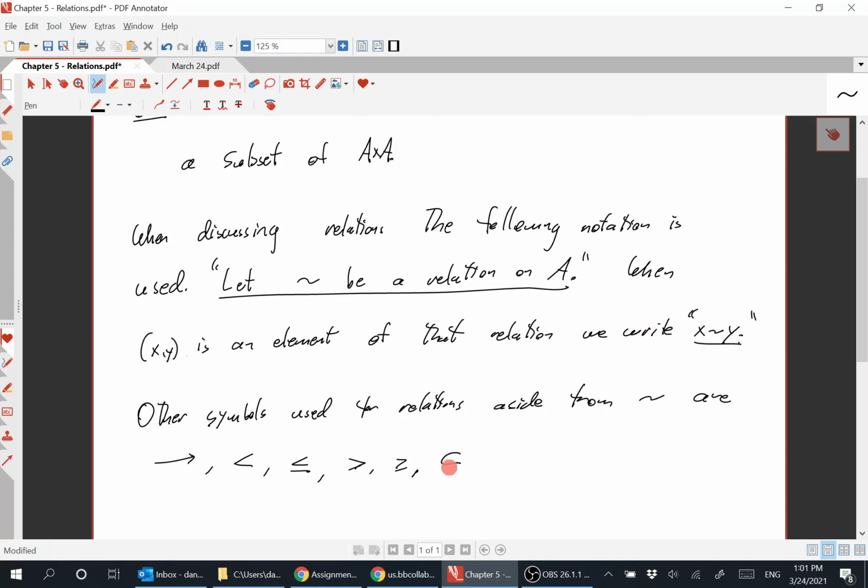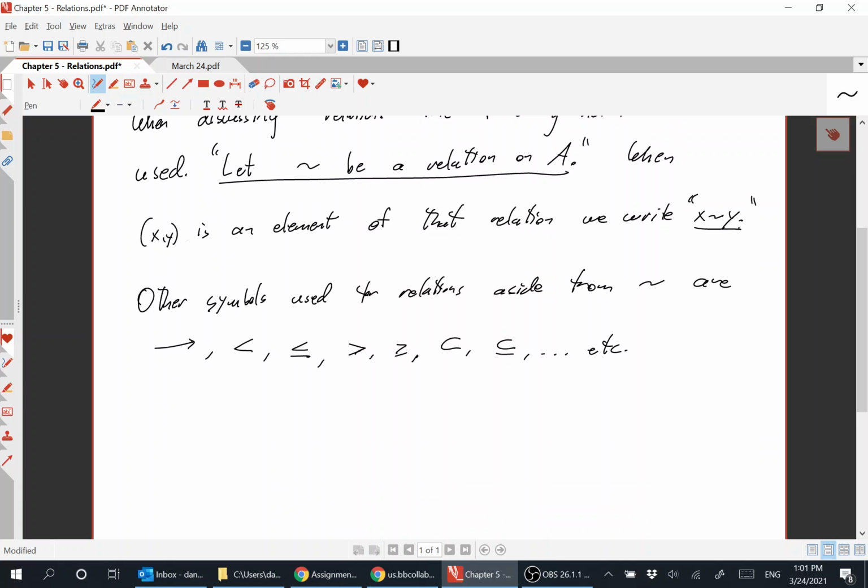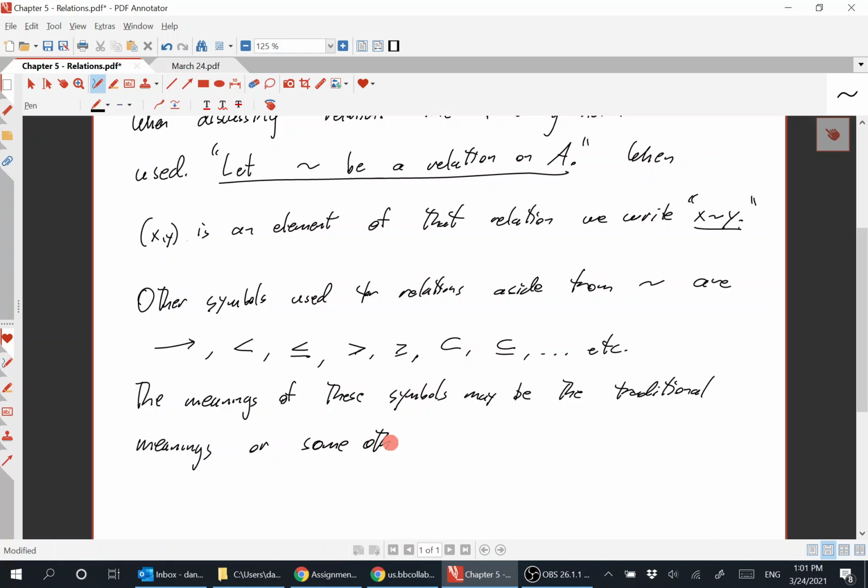What am I missing? Oh yeah, also the subset symbols, etc. The meanings of these symbols may be the traditional meanings, or some other meaning that will be explicitly mentioned.